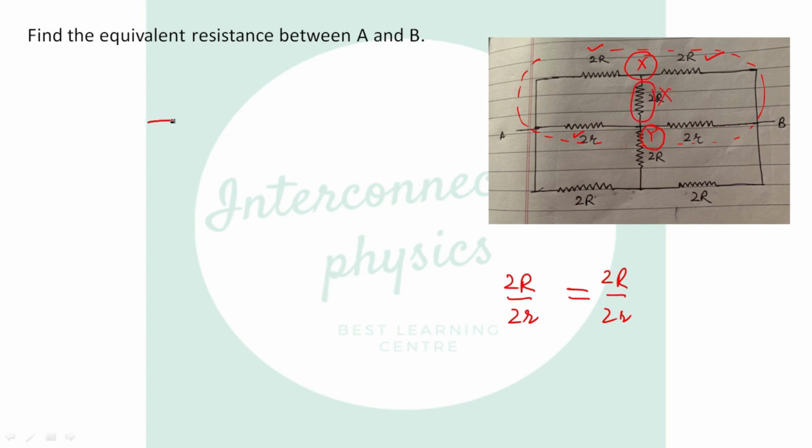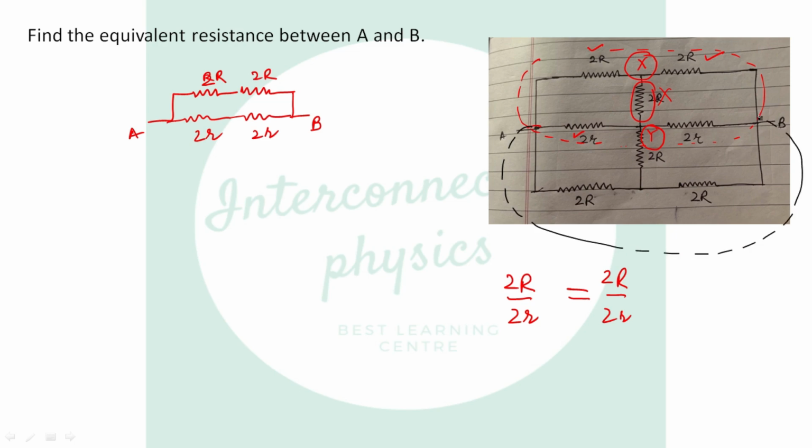Then equivalent diagram will be like 2R, 2R, 2R, 2R, 2R. Okay, this is point A and this is point B. Now let us start from the lower portion of the diagram. Okay, you see from this diagram 2R divided by 2R means this divided by this, which is equal to this divided by this, 2R divided by 2R.